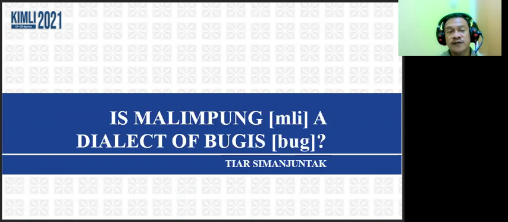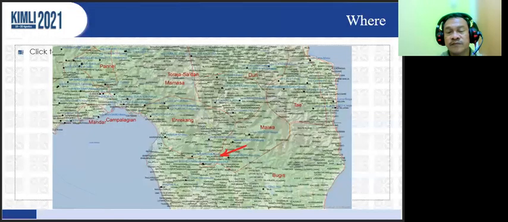To begin with, let's see the language map of Malimpung. As you see here, this is the location of Malimpung community where they live. It is a small area surrounded by other big language communities. They are Endrekang, Maiwa, and Bugis. Malimpung is a language spoken by 9,000 people. It is part of a dialect chain that includes Endrekang and Bugis.